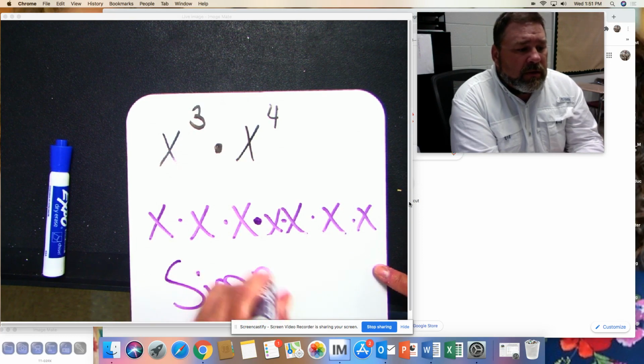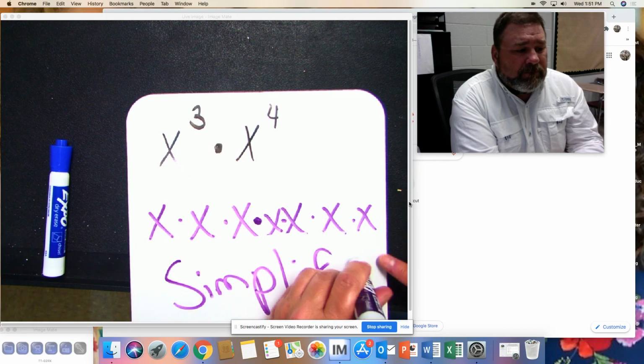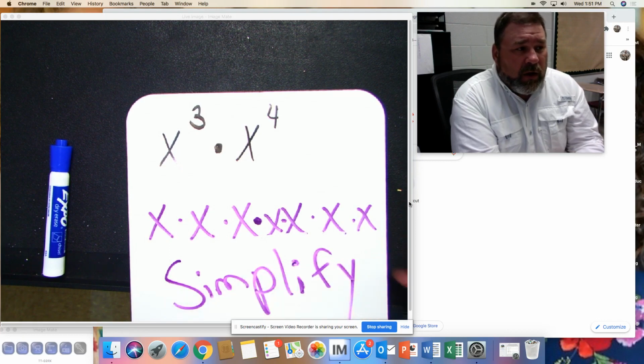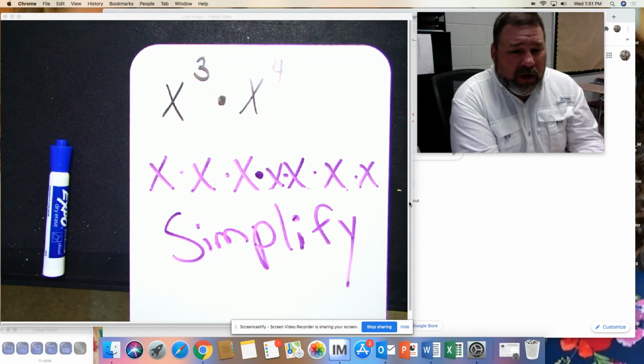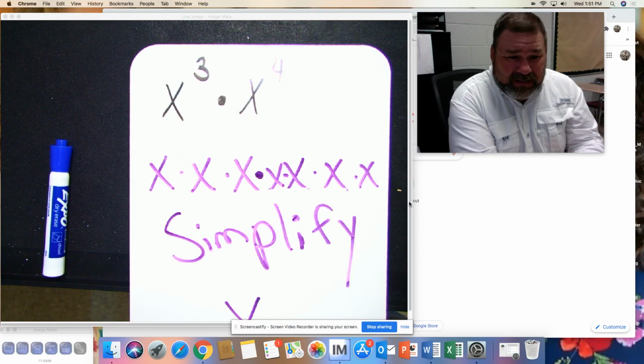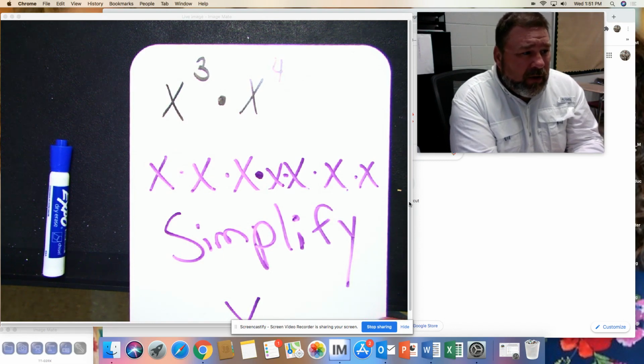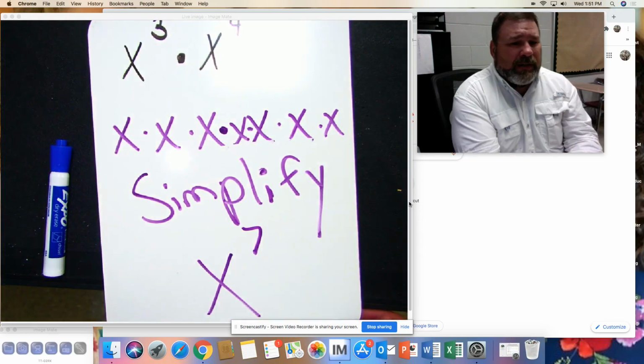I can't evaluate it because I don't have a number, but I can simplify. We don't know what x is. It's an unknown number to us, but we can put these things together with one common base. And what is the common base? It's an x. Multiplied how many times? Well, I see 7 x's multiplied together, so it's got to be x to the 7th power. That's how you would simplify it. You would write x to the 7th power.